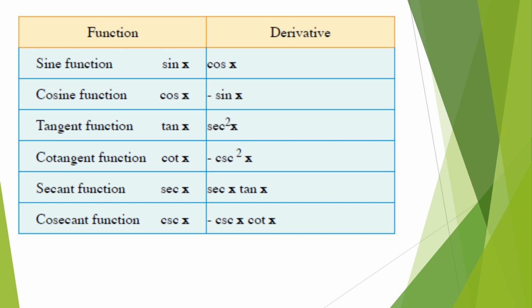This table gives you all the results. The first derivative of sine x equal cosine x, the first derivative of cosine x equal negative sine x, the first derivative of tan x equal sec square x, the first derivative of cotan x equal negative cosec square x, the first derivative of sec x equal sec x tan x, and the first derivative of cosec x equal negative cosec x cotan x.